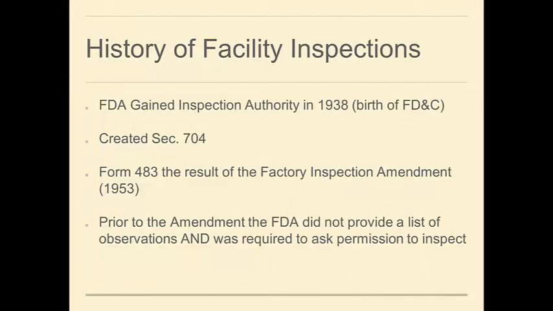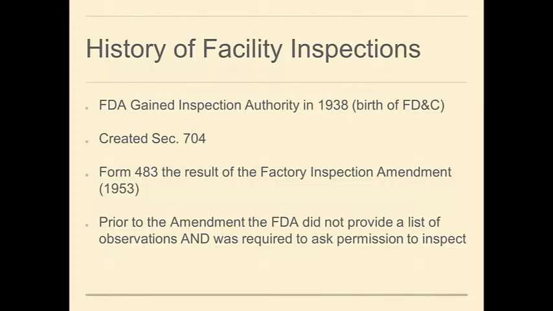And initially, the FDA authority to inspect wasn't there. It wasn't until we had the birth of the modern Food, Drug, and Cosmetic Act that we had this inspection authority. That was in 1938, and that created our Section 704 that provides this authority. But the Form 483 that we'll talk about today really wasn't around until 1953. And in that assigned reading on the history, you can see the intervening acts in between and what kind of caused and created this to happen.